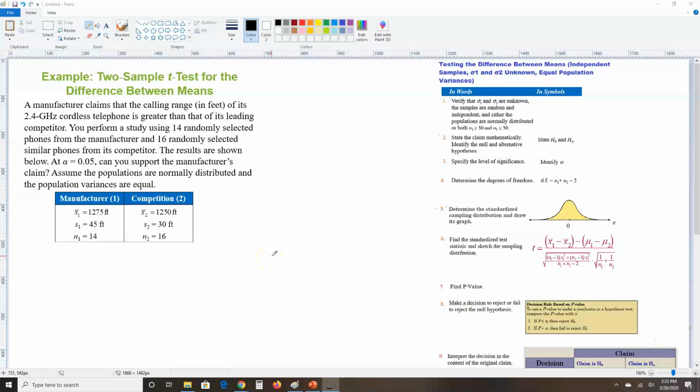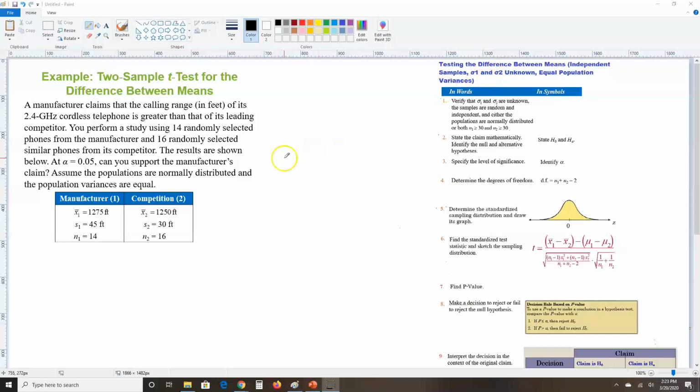All right, we're going to continue comparing the means of two populations. So we're going to test claims when we're comparing the mean of two populations. To do that comparison, we're going to be working with independent samples. However, we do not know the standard deviation of each population. In other words, I don't know sigma 1, I don't know sigma 2.